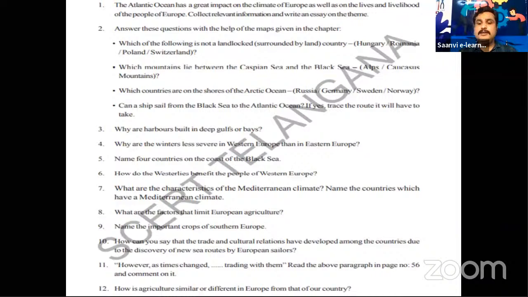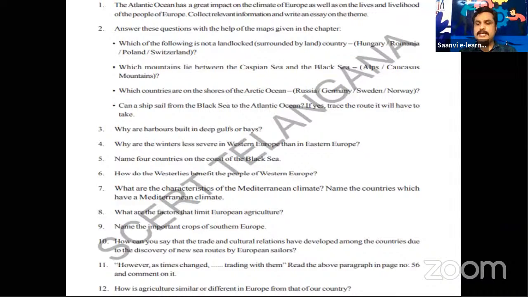Countries, right? Ukraine, Romania, Bulgaria, Turkey. Okay, so these are the countries, find out where they are. How do westerlies benefit the people of Western Europe? Westerlies, the wind movement towards the west direction. Okay, westerlies. How do westerlies benefit the people of Europe?